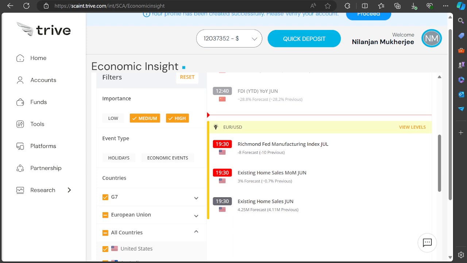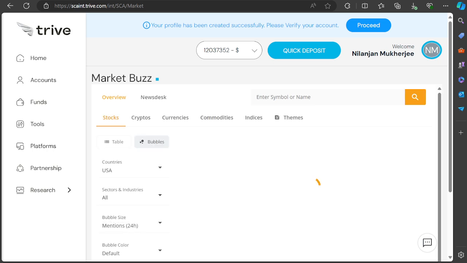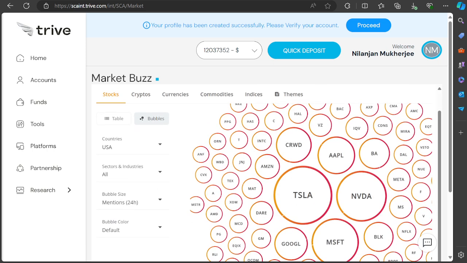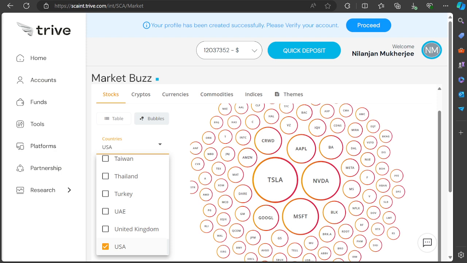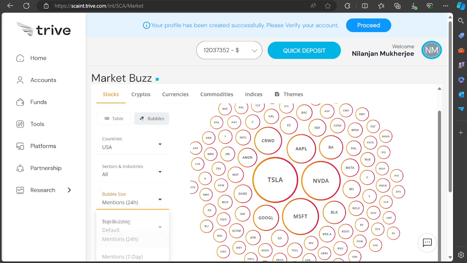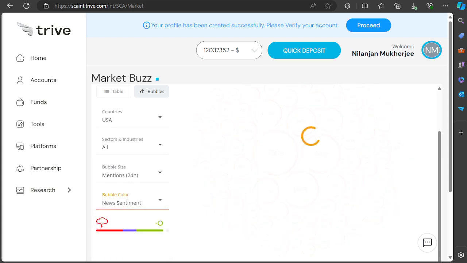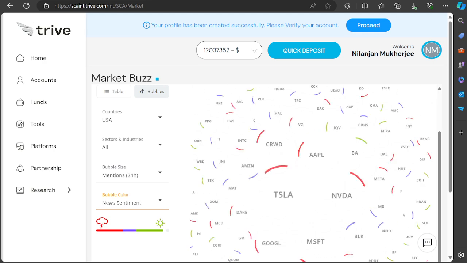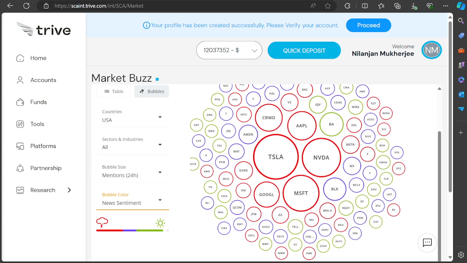Now, when I click on Market Buzz, it basically means what is the chit chat going on in the financial world. This will tell you all the relevant news in the market. Suppose I'm clicking on stocks, and I want to use the filter of USA. From here, you can again choose sectors, and from here you can choose the bubble sentiment, bubble color. You can see this is a very user friendly interface which we are using.